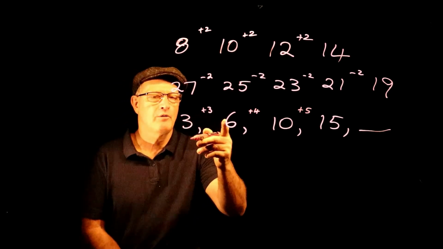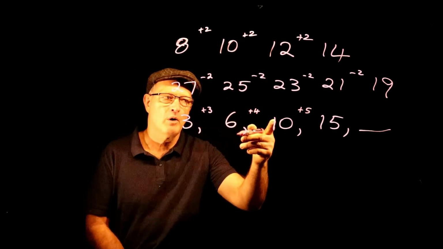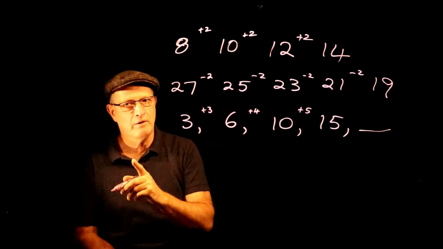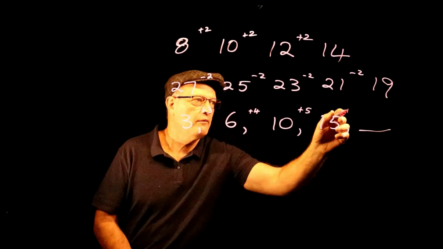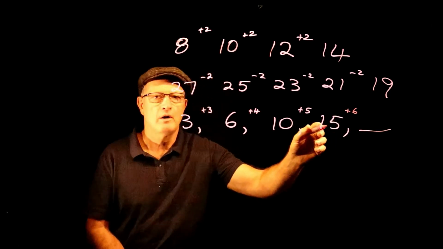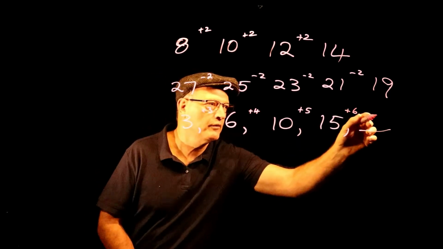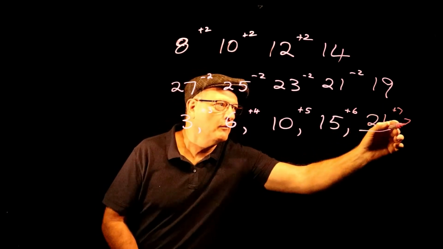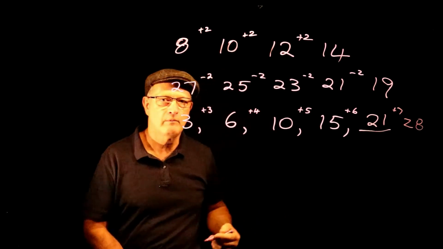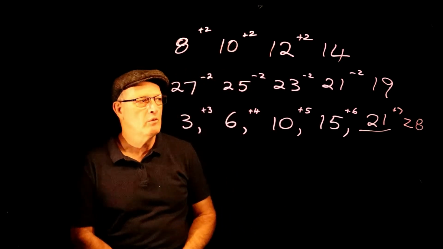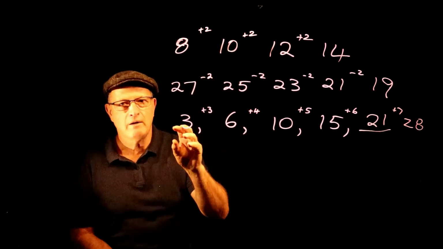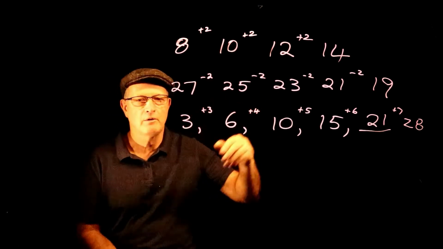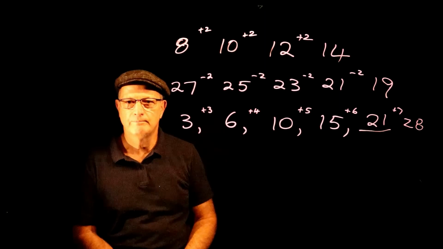We're increasing it by 3. Then we're increasing it by 4. Then we're increasing it by 5. So if our pattern is going to continue, we would have to increase it by 6. And 15 plus 6 would be 21, and then it would be plus 7, and that would make 28. I don't know whether that fits in, but it would be 28. So that is a pattern, but it's increasing the amount that you're adding to every time.